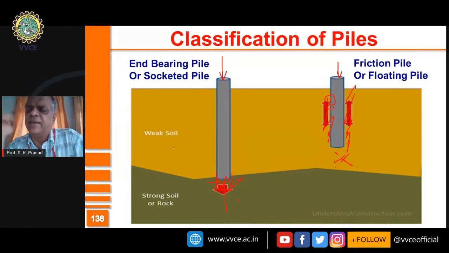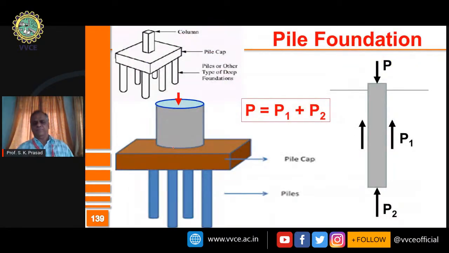So friction piles take load only through the friction on the skin of the pile. On the other hand, end bearing pile carries the load at the tip, at the base. So friction piles are also called floating piles. You should remember that total load carried by pile is equal to load which is carried at the tip or at the base plus load which is carried on the skin. So P is equal to P1 plus P2. P1 happens to be the load carried on the skin. P2 happens to be load carried at the base.